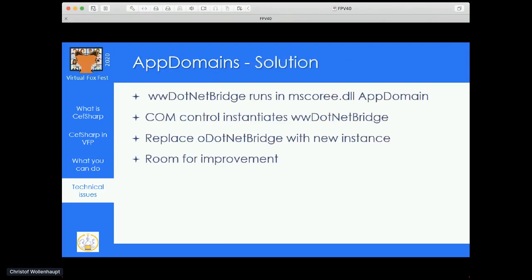The only thing you need to do is, there's an o.net bridge property in www.net bridge that you need to replace with the one that has been created in the app domain of MS-Core DLL. There's certainly a lot of room for improvement. The code is working, and that's all I cared about at that moment.